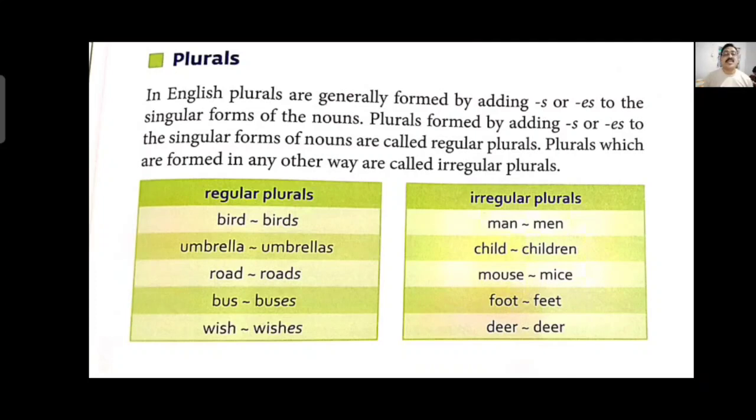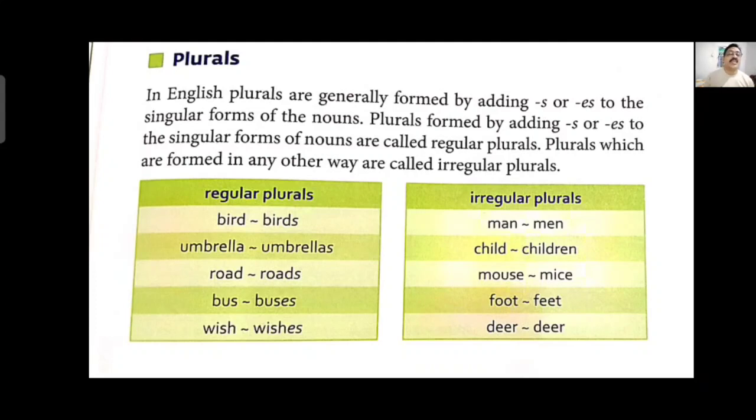How? You can see regular plurals: bird singular, birds plural; umbrella singular, umbrellas plural; road, roads; bus, buses; wish, wishes. Here S and ES is added to the singular noun, then it changes into plural. That is the normal form of changing from singular to plural.